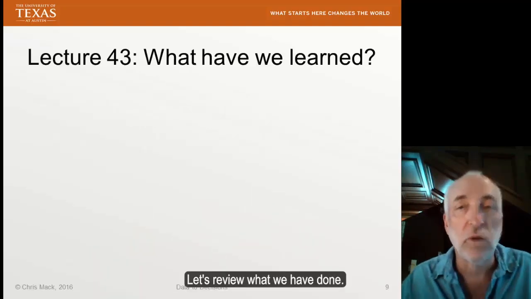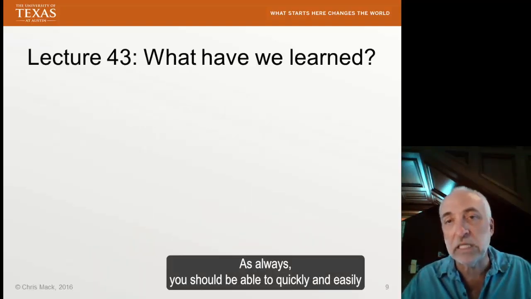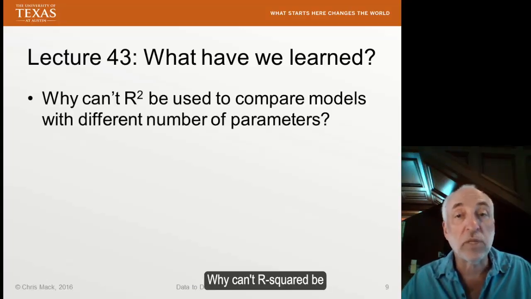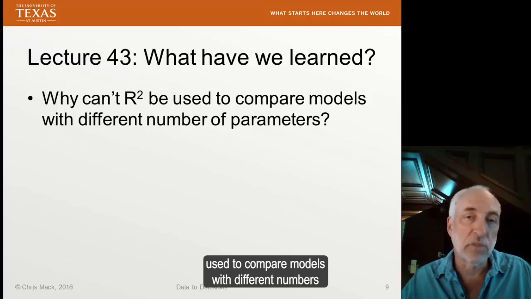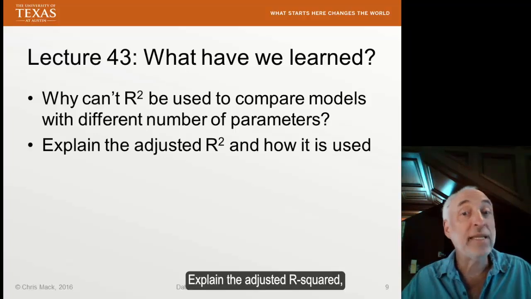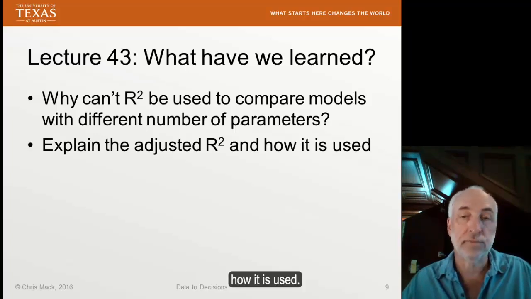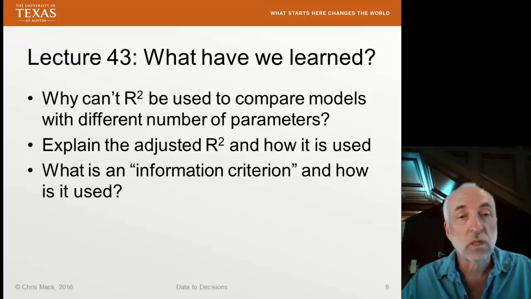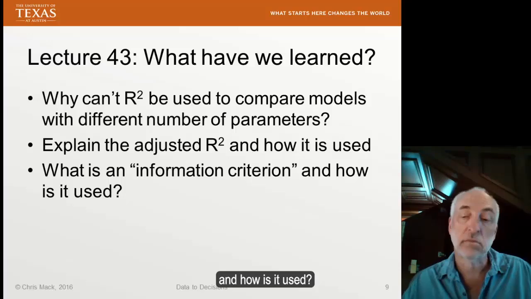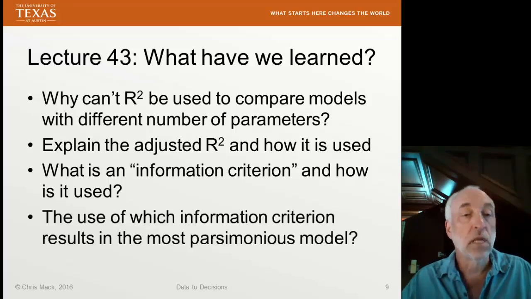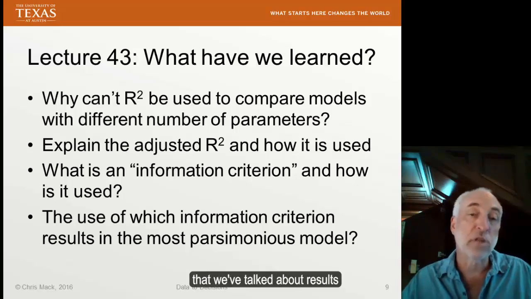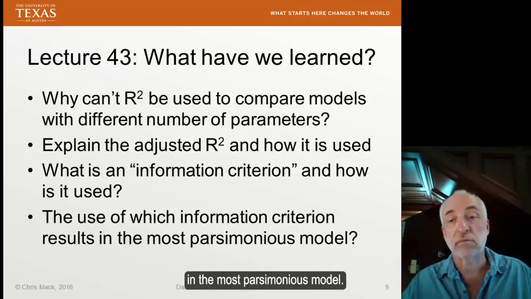All right, let's review what we have done. As always, you should be able to quickly and easily answer each of these questions. Why can't R-squared be used to compare models with different numbers of parameters? Explain the adjusted R-squared and how it is used. What is an information criterion and how is it used? And finally, the use of which information criterion of the two that we've talked about results in the most parsimonious model?